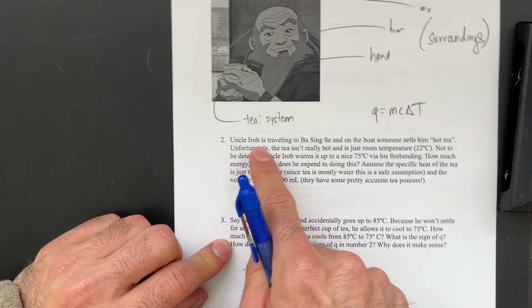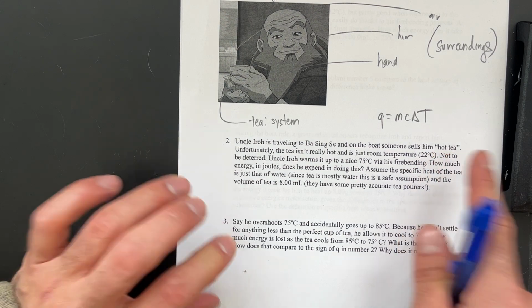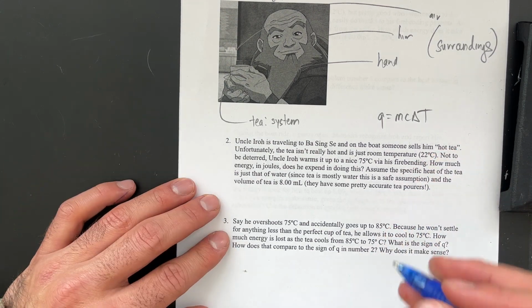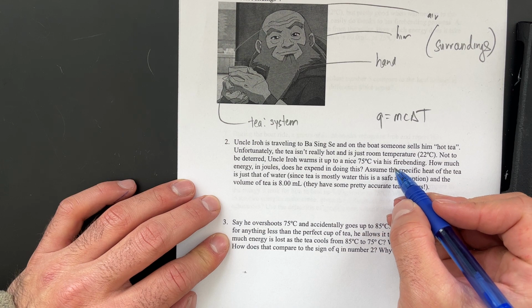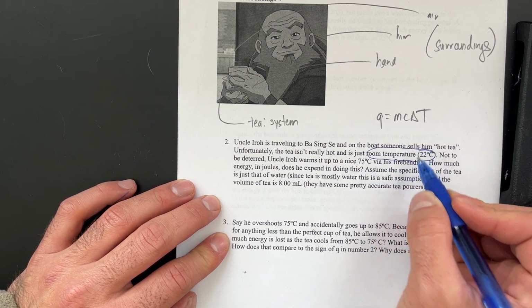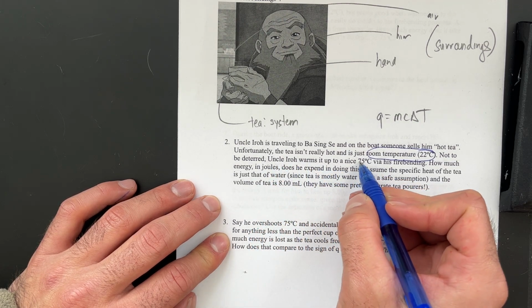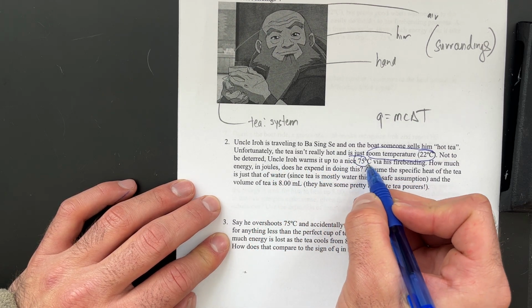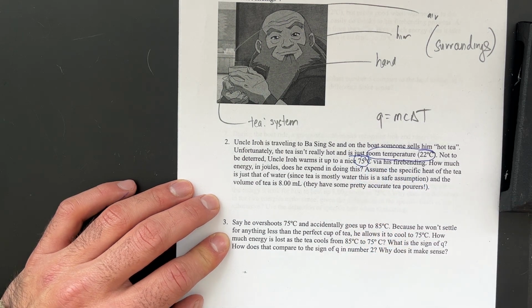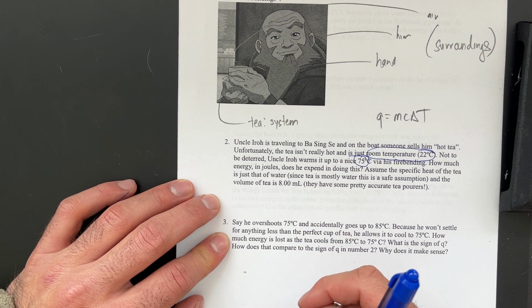And so it says Uncle Iroh is traveling to Boston, say, and on the boat, someone sells him hot tea. If you like Avatar: The Last Airbender, you know this actual scene. Unfortunately, the tea isn't really hot, and it's just room temperature. Not to be deterred, Uncle Iroh warms it up to a nice 75 degrees Celsius via his firebending. How much energy in joules does he expend in doing this?